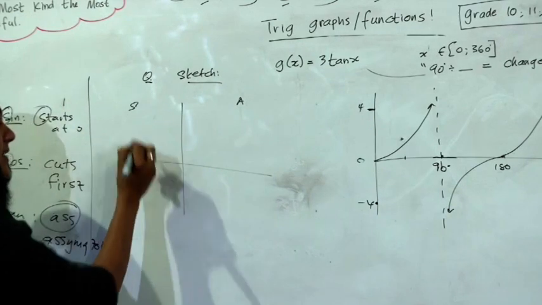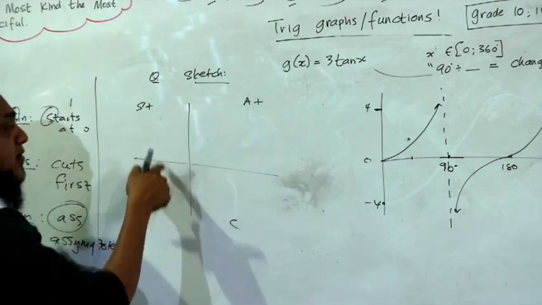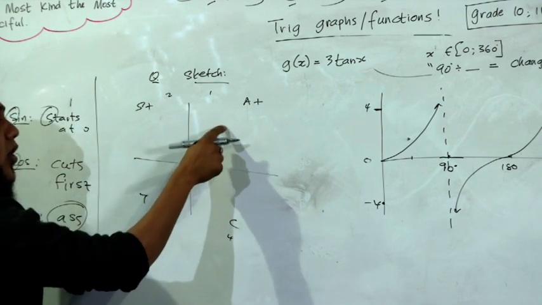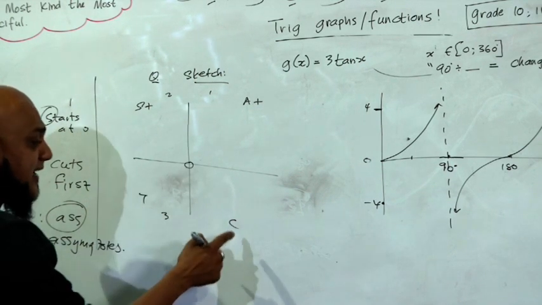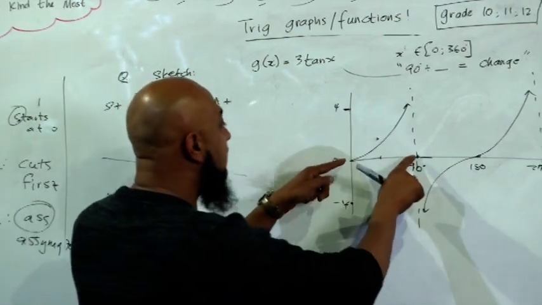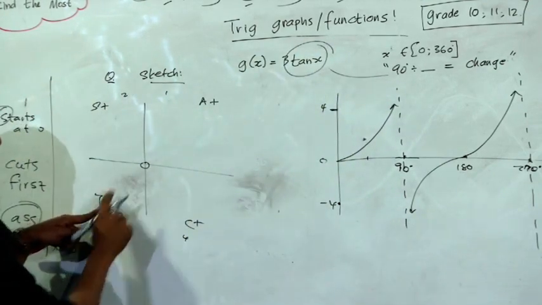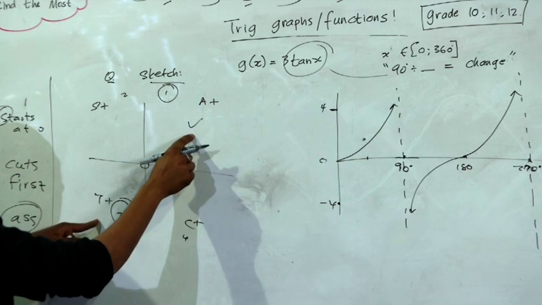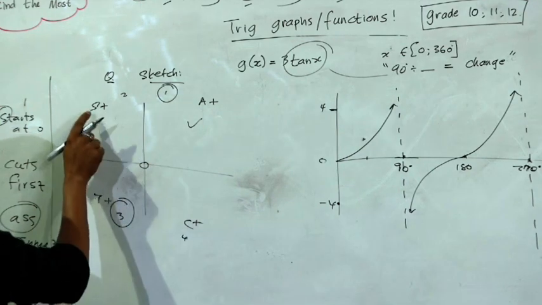We know we've got A, S, T, C. All positive, sine positive, everything else negative, quadrant 1, quadrant 2, quadrant 3, quadrant 4. All positive, sine positive, everything else negative, cos positive, tan positive, everything else negative. Now look at this here, 0 to 90. Now watch here, this is a tan graph. Where is tan positive? Tan is positive in 2 quadrants, in quadrant 1 and quadrant 3. Where is tan negative? It's negative in quadrant 2 and quadrant 4.